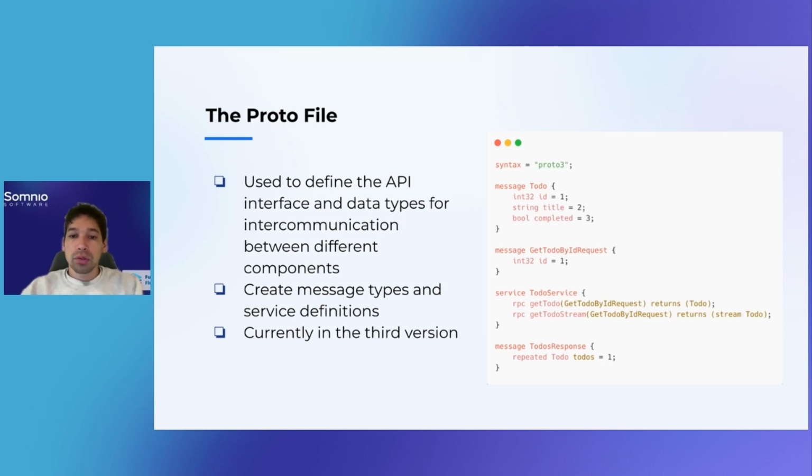And then I want to talk about the proto file, which is really key in understanding protocol buffers. Basically, it is used to define the API interface and data types for communication between different components. Here we can create messages, which are going to be like classes for us, and then the services, which are going to expose the different endpoints that we want to expose to, for example, our front end, the operations that are needed. It will be like the endpoints in a REST API.